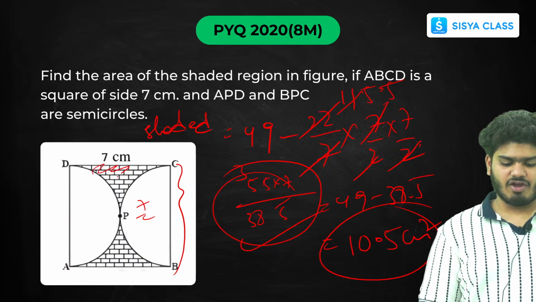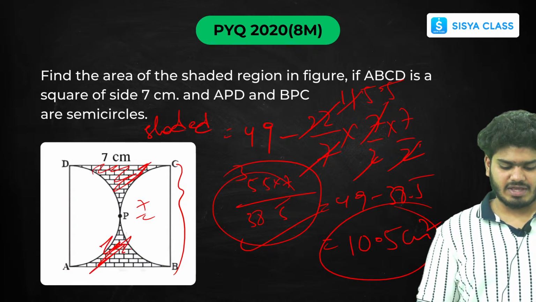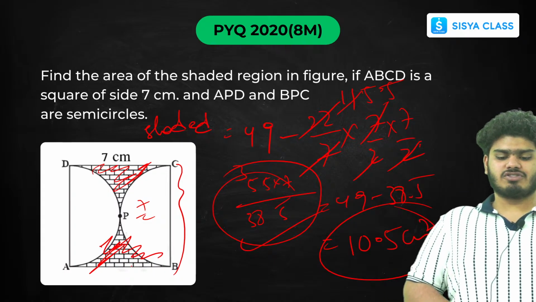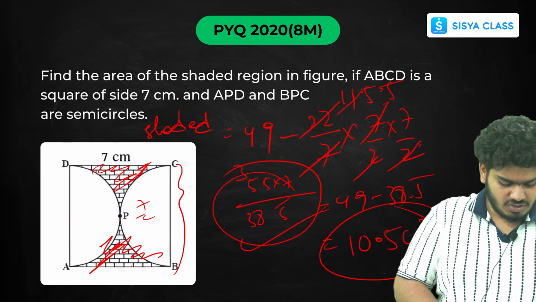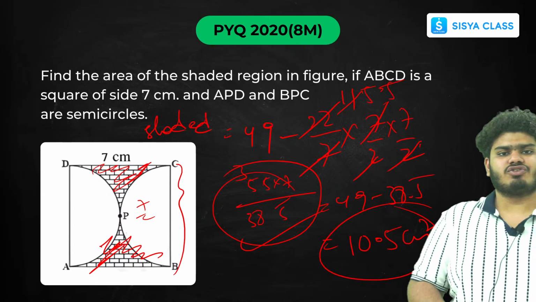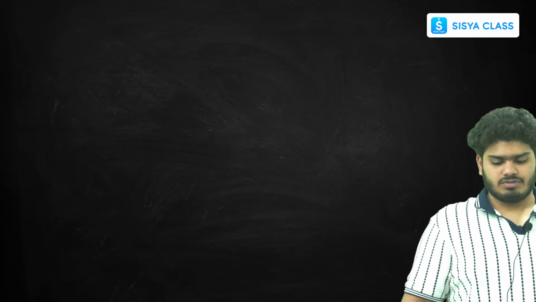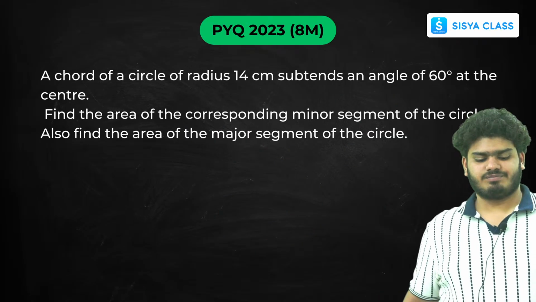So what is the area of this shaded region? The area in the place with bricks is 10.5 centimeter square, the same as the previous question. So I hope everyone has understood, right? So let us go to the next one.